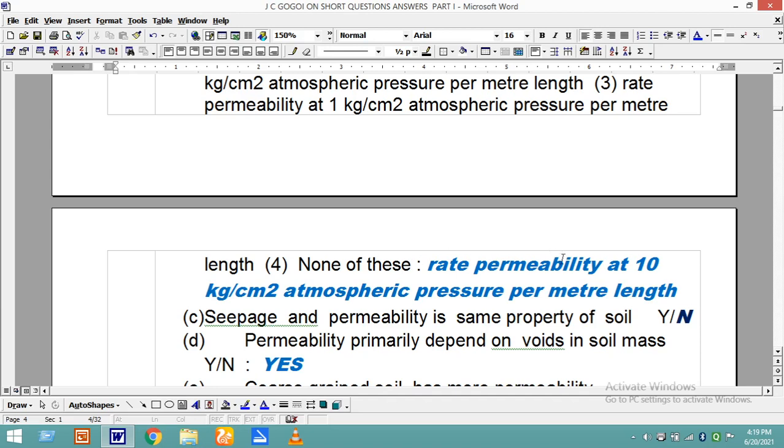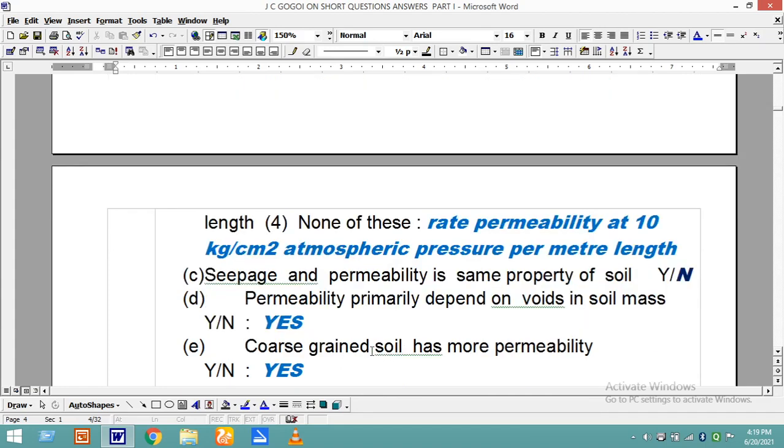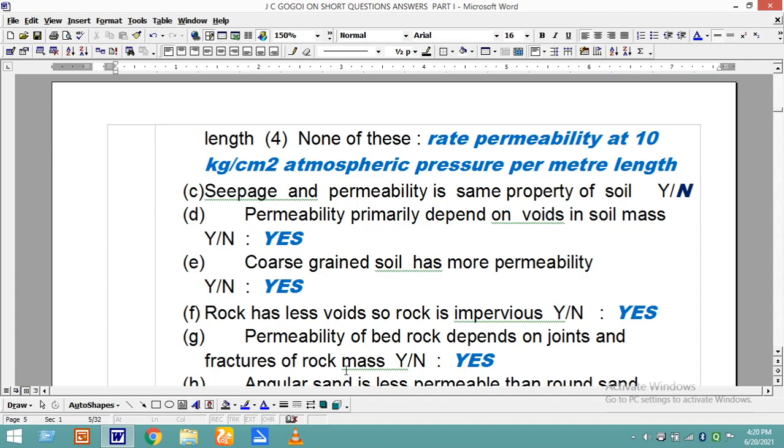Permeability primarily depends on voids of soil mass. Yes, more the voids, more the soil is permeable. So sand has more voids, so sand is more permeable than clay. Coarse grain soil has more permeability. Yes. Rock has less voids, so rock is impervious. Yes.